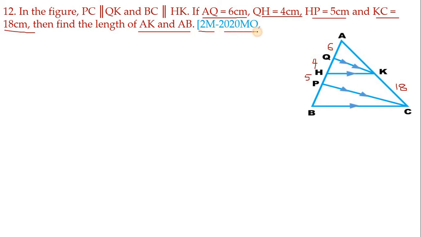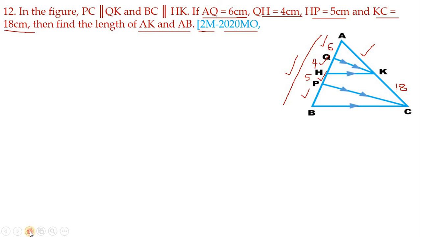This is a 2-mark problem as in the year 2020 model question paper. So we have to find AK, which is here, and this measurement, and AB means this full measurement. Children, observe one thing here. This measurement we know, this measurement we know, and this measurement we know. So our first agenda should be to find BP. If you find the BP value and add it to the AP value, we will get the AB value. Now first, how will you find BP? That is very important.